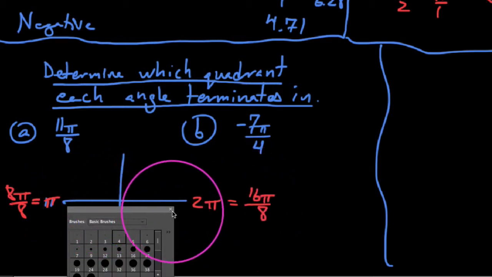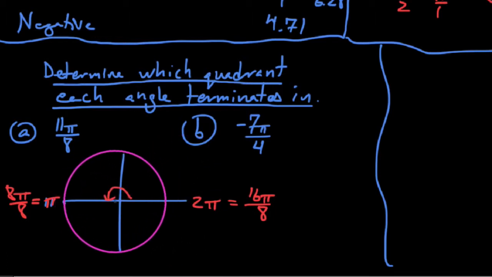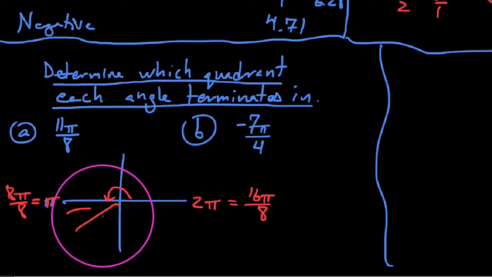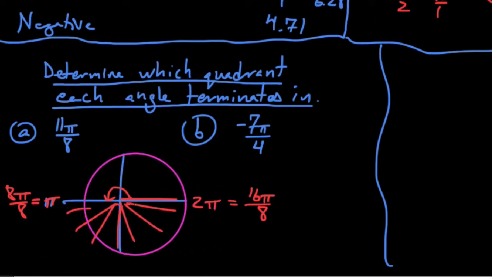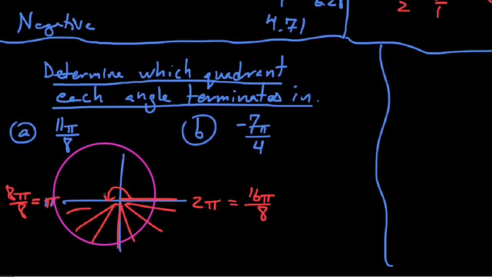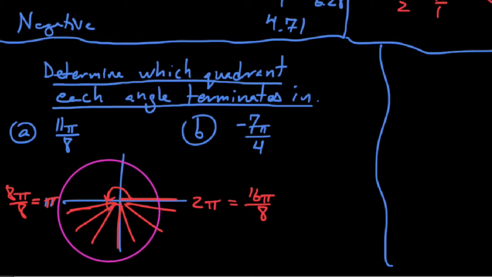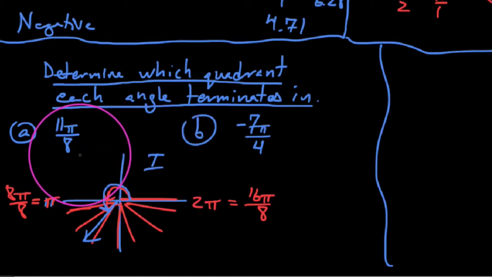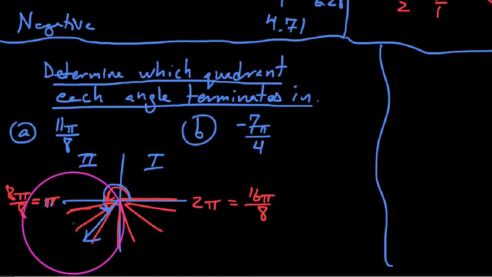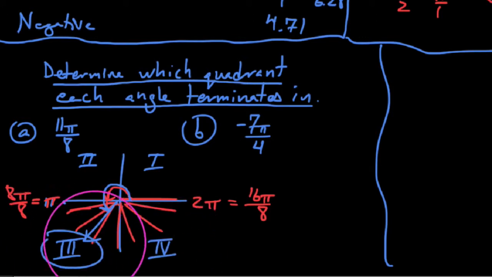So 11 pi eighths, if you can imagine this here, if we split this up into eighths on top, here are my 8 pi eighths, and then I would split this up into eighths down here. 11 pi eighths would be 8 pi eighths plus another 1, 2, 3 pi eighths. So our angle would be this angle right here. We say here's 11 pi eighths, and I notice that this terminates not in the first or the second or the fourth, but the third quadrant. So this angle terminates in the third quadrant.